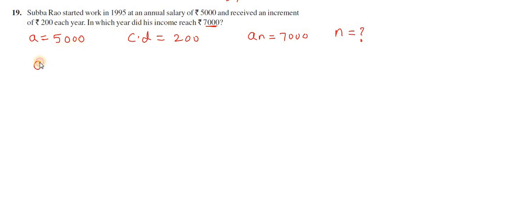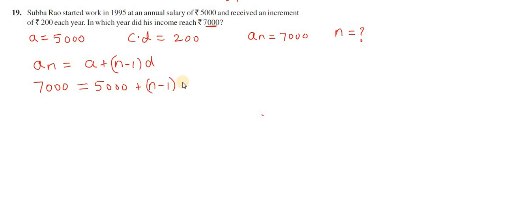We know that an is equal to a plus n minus 1 into d. So an value is 7,000, which is equal to a value 5,000 plus n minus 1 into d, where d value is 200. Now simplify: 7,000 minus 5,000 is equal to n minus 1 into 200.